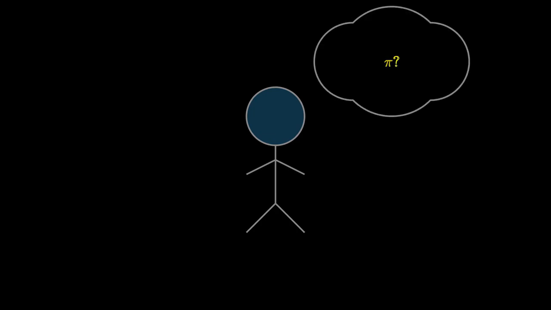Pi can creep up in unexpected places. In this video, we'll look at how throwing needles randomly over lines that are separated at a certain distance can spit out pi through a beautiful piece of mathematical application. Today, we're talking about Buffon's needle.